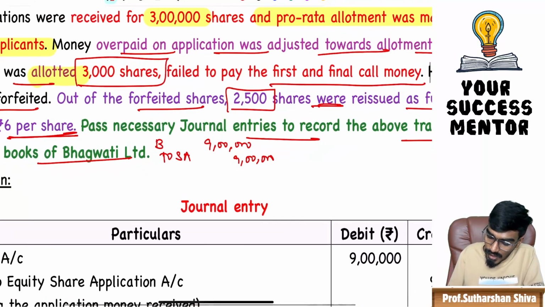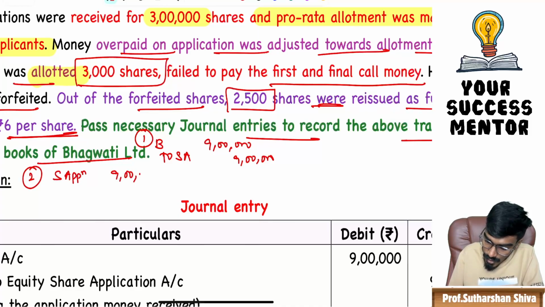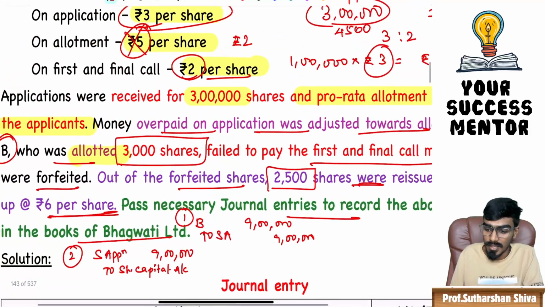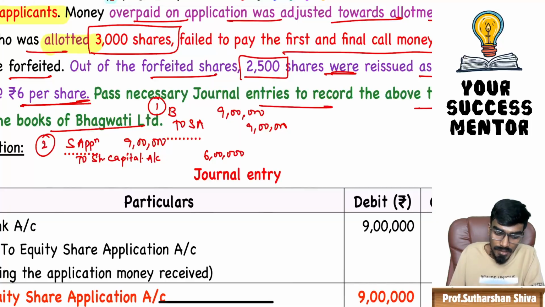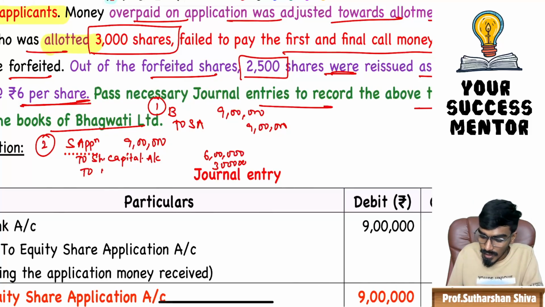Always reverse the entry. That will become easier. This will be entry number 1. Entry number 2 will be share application account 9 lakh. On that, to what extent will you be transferring to share capital? Related to application money, you can only transfer 3 rupee into 2 lakh shares, which will bring you 6 lakh rupee. Correct? How much are you holding in excess? 3 lakh. They clearly say you should adjust it along with the allotment money. So you will be directly adjusting it with share allotment.